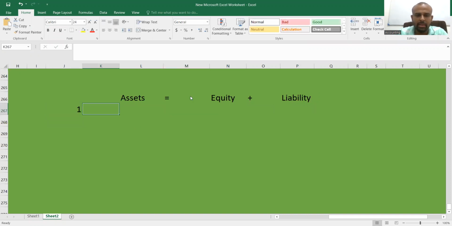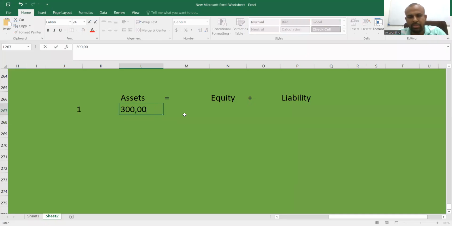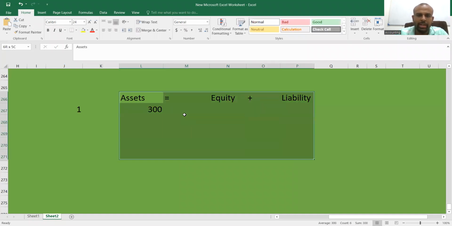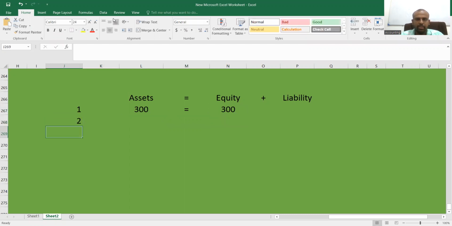What is the first one, son? Invested cash by Nuan to commence the business, 300,000. Son, Nuan has invested cash of rupees 300,000. What will happen? Assets increase, equity increases. They want you to identify the effect of the first 4 transactions. The first transaction was Nuan investing rupees 300,000 as capital. Then assets increase, equity increases by how much? Rupees 300,000. What is the second one?